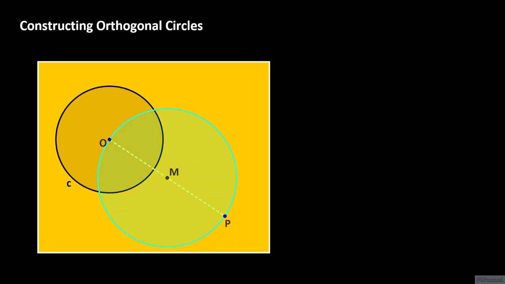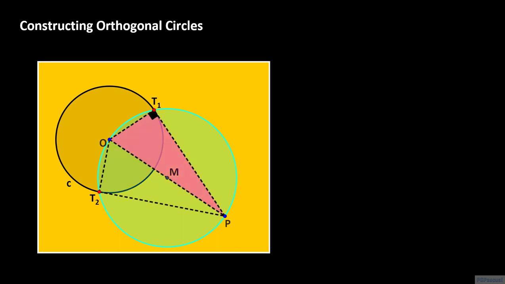Suppose this circle intersects C at T1 and T2. Triangle OT1P is a right triangle, as is triangle OT2P. The reason we know this is that any triangle inscribed in a circle and that has one of its sides a diameter of the circle, as is the case of these two triangles, must be a right triangle. And so by the hypotenuse-leg congruence for right triangles, these two triangles are congruent. Therefore, by CPCTC, corresponding parts of congruent triangles are congruent, the two angles at O must be congruent.